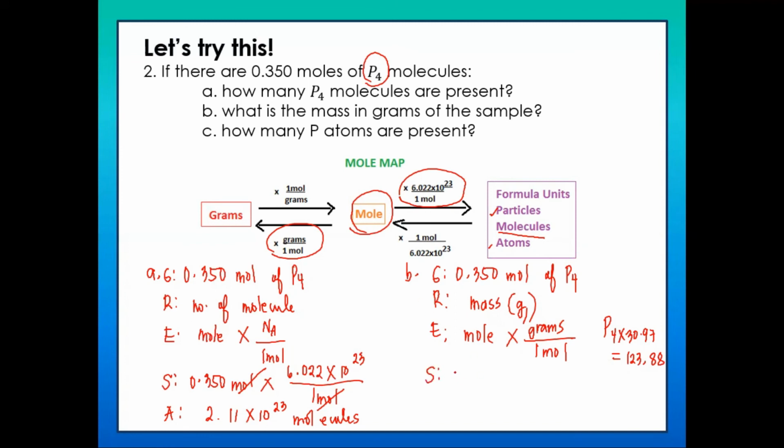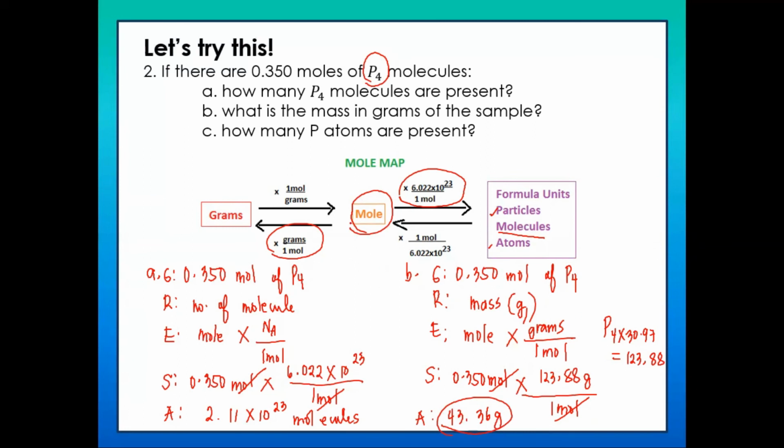So, 0.350 mole multiply to your 123.88 grams over 1 mole. Our answer now is, okay, we're just simply doing the math thing here. So our answer is 43.36 grams. Okay, so that is the mass of the sample having this given, which is 0.350 mole of P sub 4.